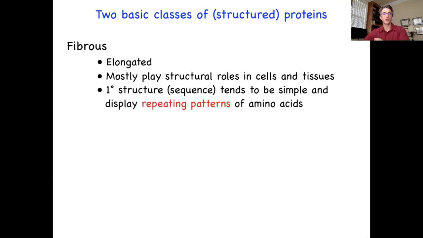So fibrous proteins, as I said, are generally elongated. They mostly play these structural roles. And the interesting thing about them is they introduce you to this idea of the mapping between primary sequence and larger three-dimensional structure. And in the case of fibrous proteins, this mapping is relatively simple. In general, fibrous proteins can be built out of very simple repeating patterns of particular amino acids that get repeated over and over again, right?